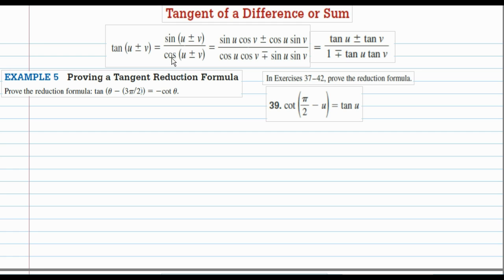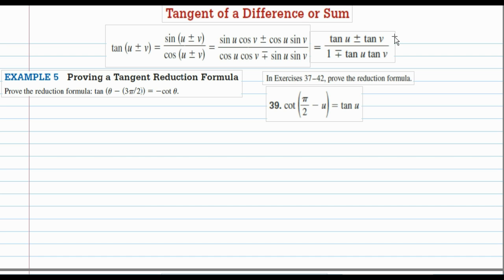Tangent, of course, is sine over cosine, so you can just take the tangent of a sum and make that the sine of the sum over the cosine of the sum. You can expand the sine of the sum or difference in the numerator and the cosine of a sum or difference in the denominator, which then also equals this expression. Now if you don't remember how to get from here to here, we actually did this proof in example 5 of section 5.2, so you might want to review that.